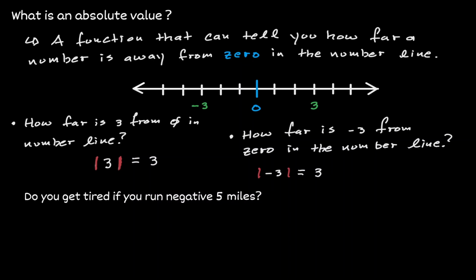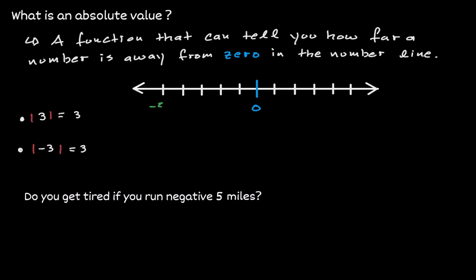So notice that regardless of whether we put a positive 3 inside the absolute value or negative 3 inside the absolute value, the result is always positive. So let's clean this up and let's find the absolute value of other numbers.